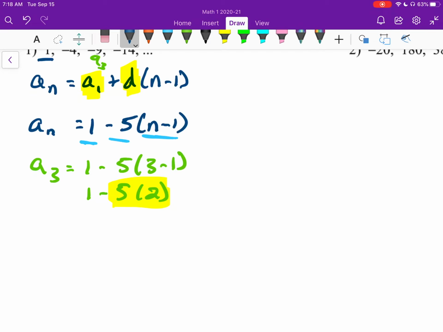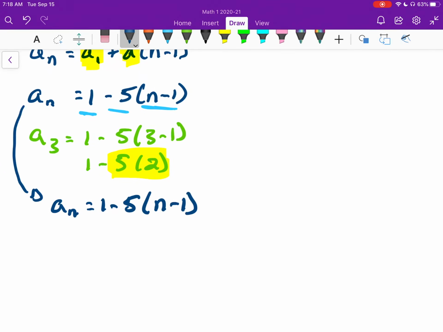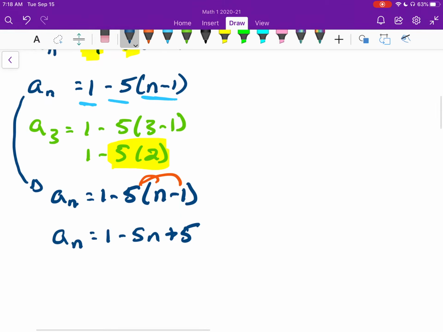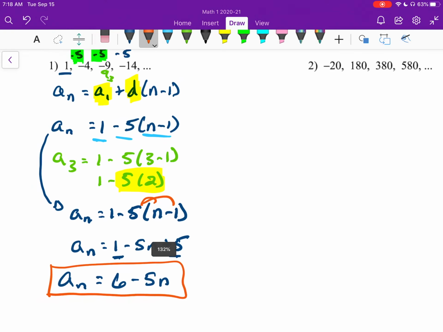But there's one extra step that we have to do here. So let me just pull this down here. We get a sub n equals 1 minus 5 times n minus 1. The last part is that we're going to have to distribute that 5 and combine like terms. So I'll distribute the 5 to the n and to the -1, so I get a sub n equals 1 minus 5n plus 5. And then I combine like terms, I get 6 minus 5n, right? Because I had that 5 and that 1. And this is what CUDA is going to have as an answer for you.